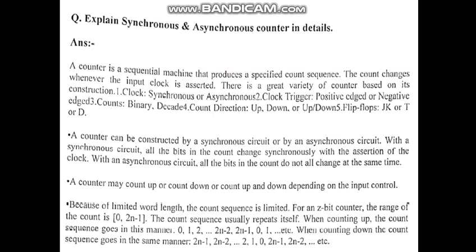For an n bit counter, the range of the count is 0 to 2^n minus 1, and the count sequence usually repeats itself. When counting up, the sequence goes in the manner 0, 1, 2, ..., 2^n minus 2, 2^n minus 1, 0, 1, etc. And when counting down, the sequence goes in the same manner: 2^n minus 1, 2^n minus 2, and so on.